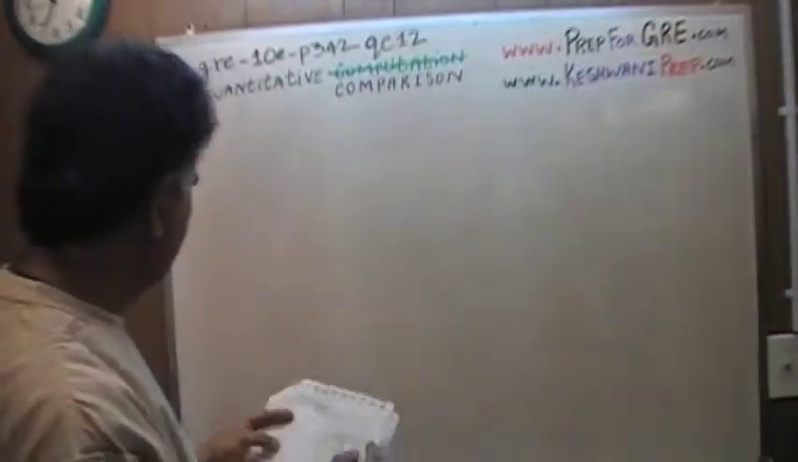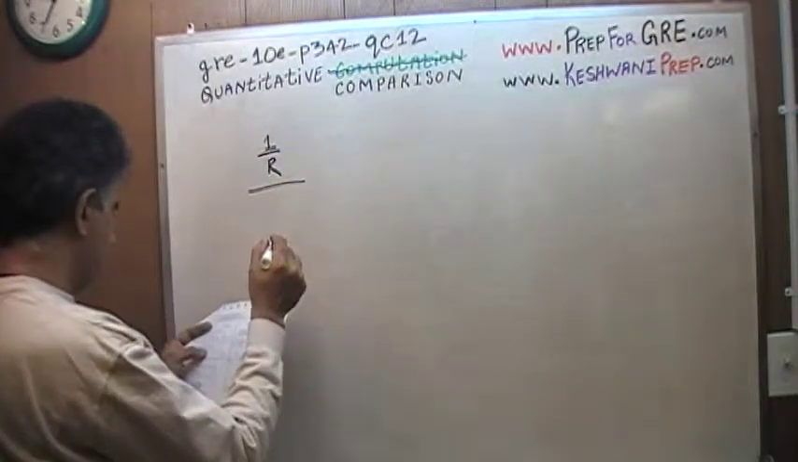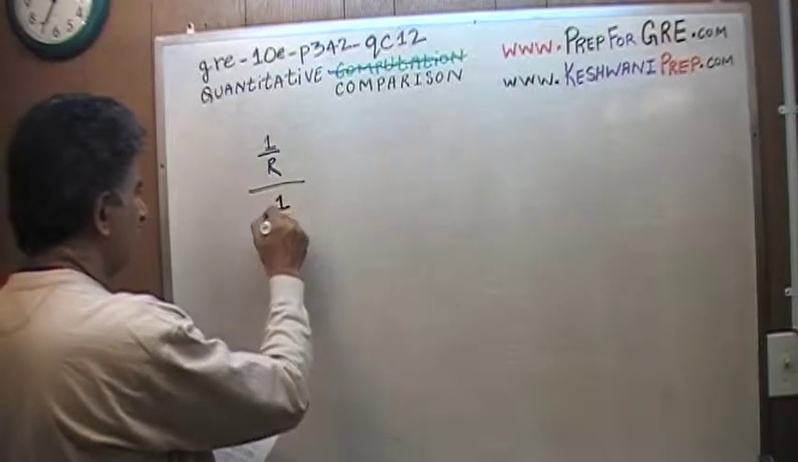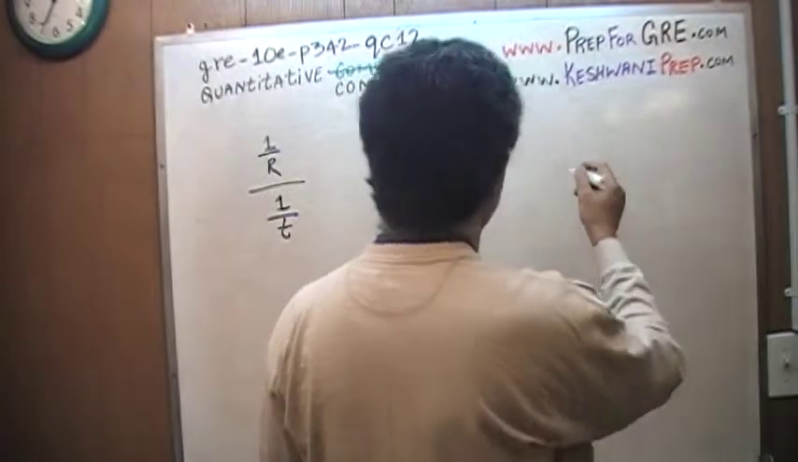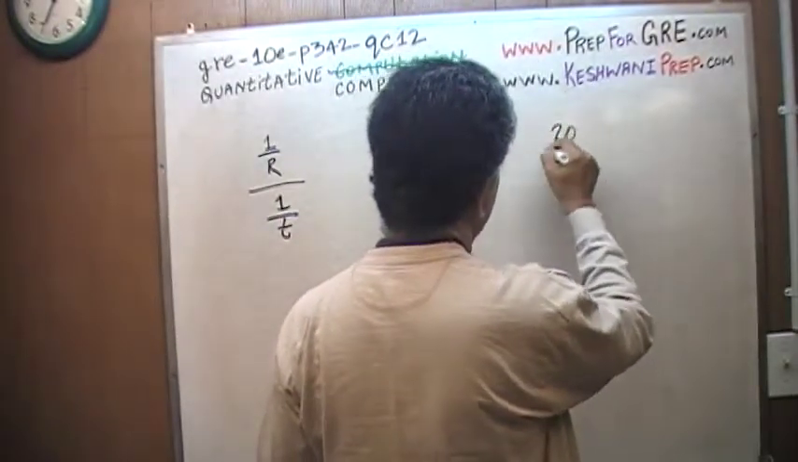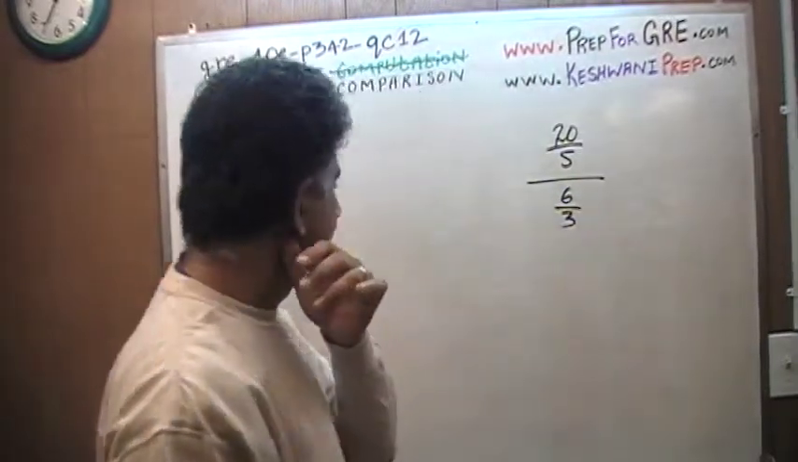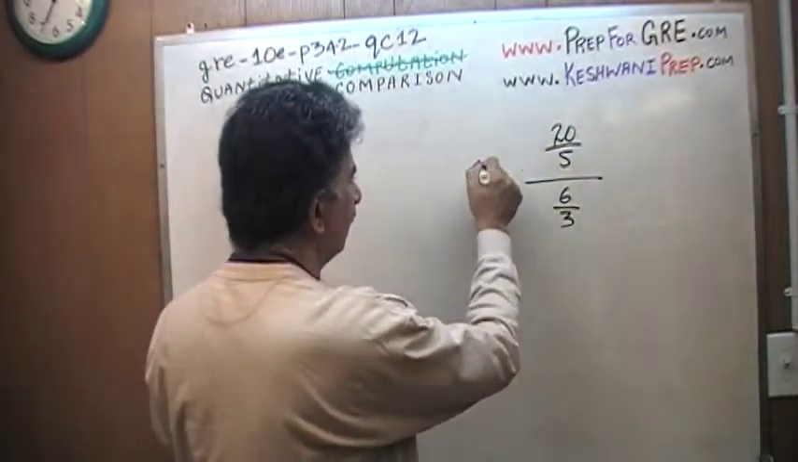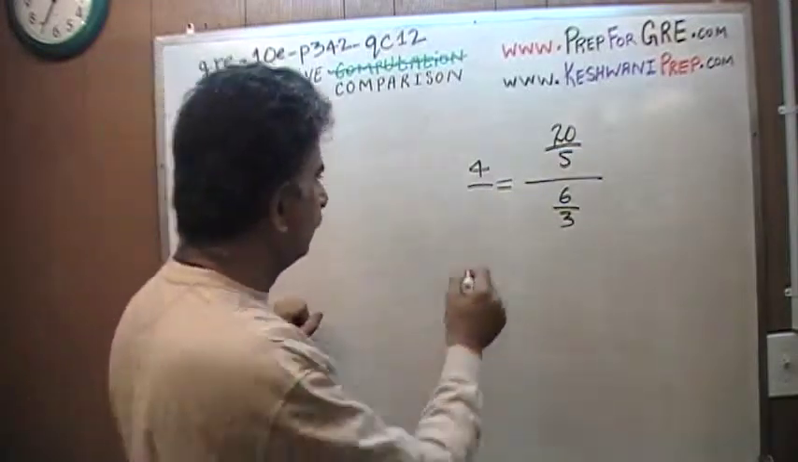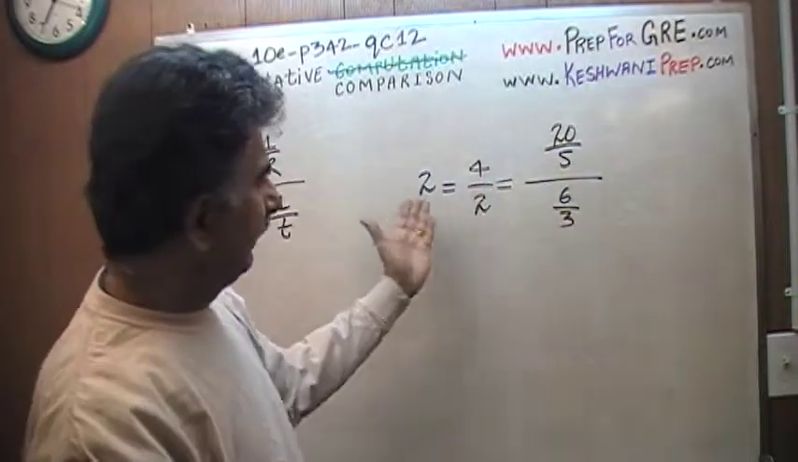Before we actually solve number 12, which is this question right here, 1 over r over 1 over t, let's work on something else. Let's say 20 divided by 5 over 6 divided by 3. Well, we know that 20 divided by 5 is 4, and 6 divided by 3 we know is 2. And finally 4 divided by 2 would be 2. So we know that the answer to this quantity is 2.